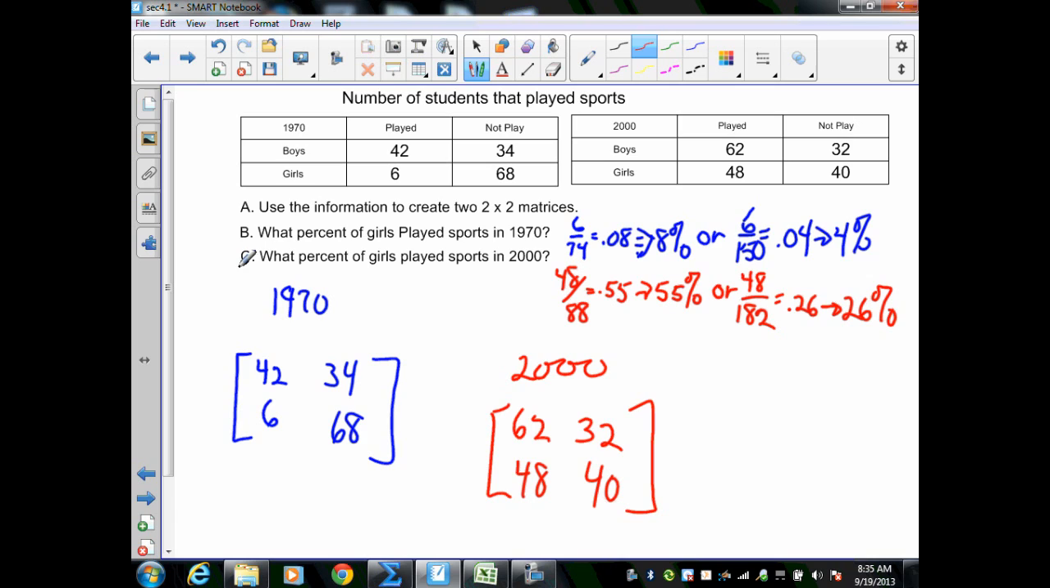The same question is asked for Part C, but for the year 2000. Again, just as the population of girls is 48 out of 88, which is approximately 0.55 or 55%, and out of the total population, which is 182, 48 out of 182 is approximately 0.26, which is 26%.